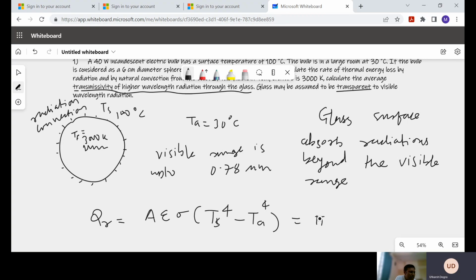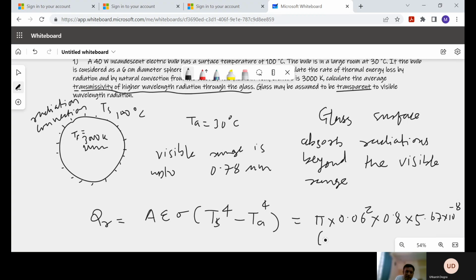4 pi r square, isn't it? So I can take that as pi d square, isn't it? Yes, sir. Correct. So pi d square is pi 0.06 square. That is the area, isn't it? What is the emissivity given in the problem? Emissivity given in the problem is surface having the emissivity of 0.8, isn't it? So 0.8 is multiplied here. What is the sigma value? 5.67 into 10 raised to power minus 8, isn't it?